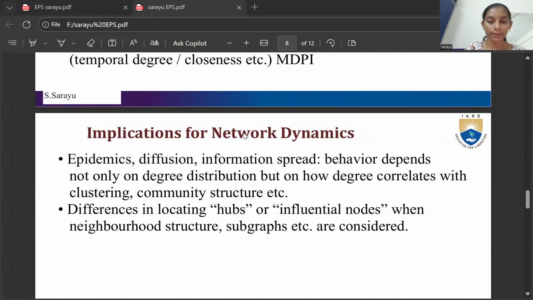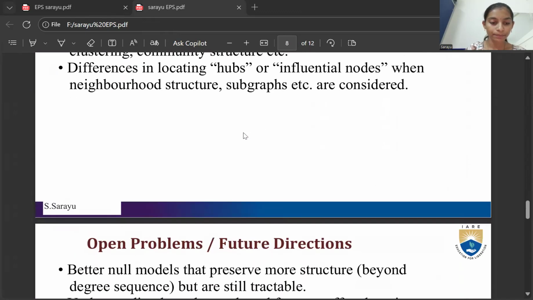Implications for network dynamics. Epidemics, diffusion, information spread, and behavior depend not only on the degree distribution but on how degree correlates with clustering and community structure. There are differences in locating hubs or influential nodes when the neighborhood structure, subgraphs, etc. are considered.